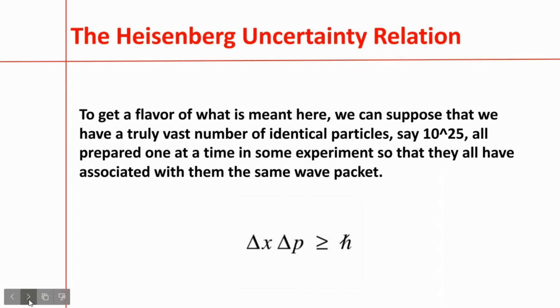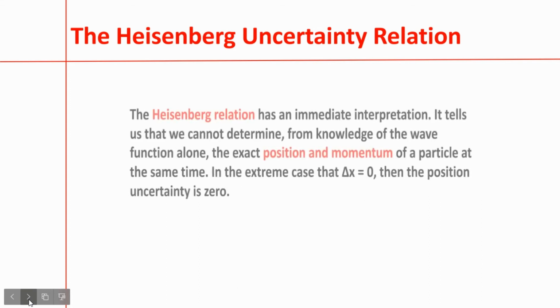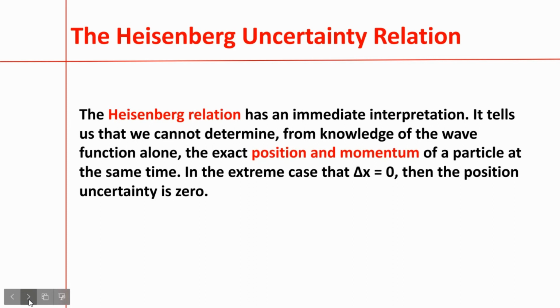Okay, the more theoretical description of the Heisenberg Uncertainty Principle is that the Heisenberg relations have an immediate interpretation. What kind of interpretation do they have? It tells us that we cannot determine from knowledge of the wave function alone the exact position and momentum of a particle at the same time.